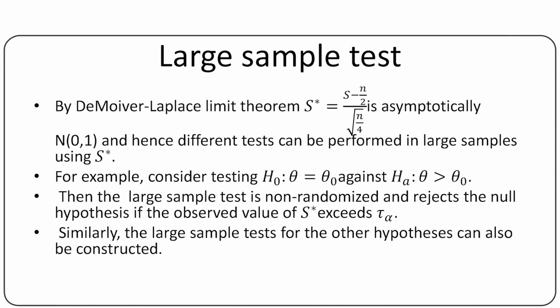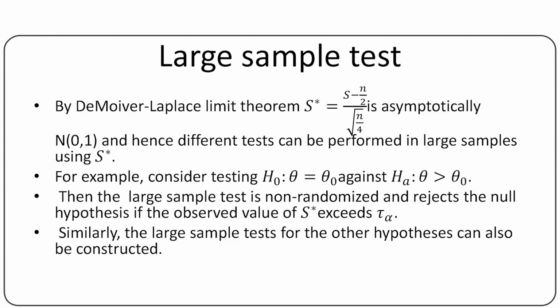Next, we shall discuss how to perform the sign test in large samples. Note that under the null hypothesis, S has a binomial distribution with parameters n and half. Then, by the de Moivre-Laplace limit theorem, the new variable S star, which is nothing but S minus n by 2, whole thing divided by square root of n by 4, is asymptotically normal 0, 1. Therefore, different tests can be performed in large samples using S star.